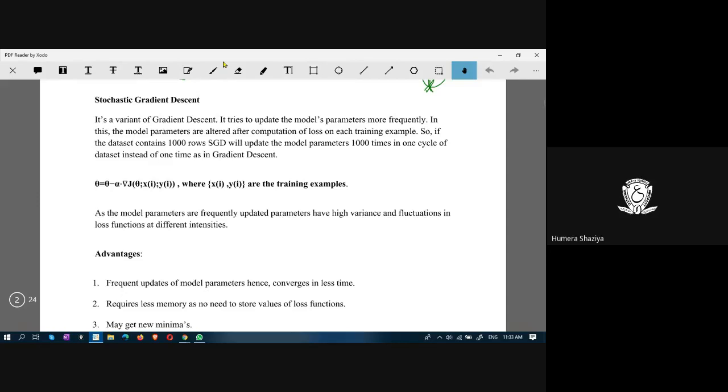It updates parameters more frequently, and model parameters are altered after computation of loss on each training example. If there are 1000 training examples, after every training example, computations take place. Okay, here it is mentioned that if the data set contains 1000 rows, SGD will update the model parameters 1000 times in one cycle.